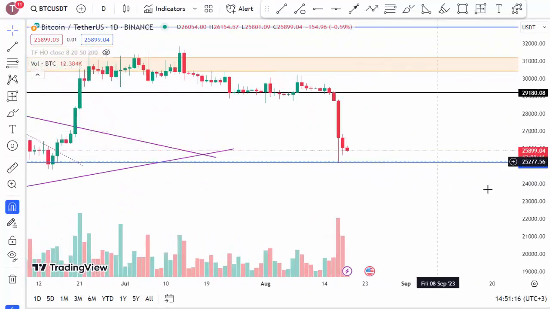This region, if not breached downward, can be seen right here. We can see that it immediately made a small upward movement like a pin. Of course, for the past 2 days, it has continued to decline.